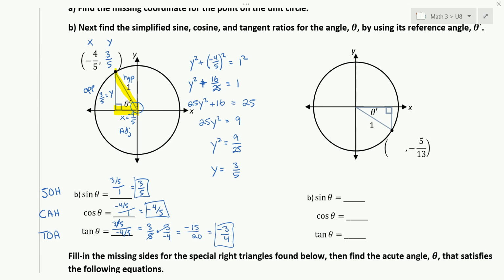What do you guys get for the missing coordinate? 5 over 13. How to do it? So you start with the Pythagorean theorem. Here's your triangle. This gives you one of the sides of the triangle. Which one would it give you? The height. Yeah. So then you have to solve for the x value using the Pythagorean theorem.